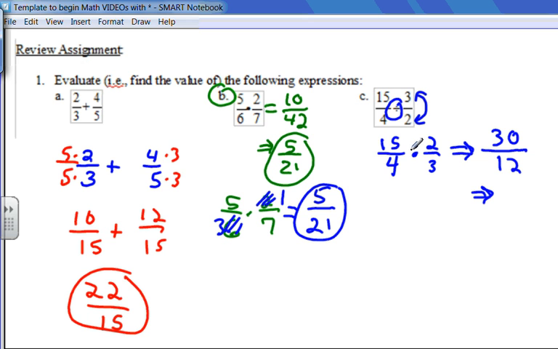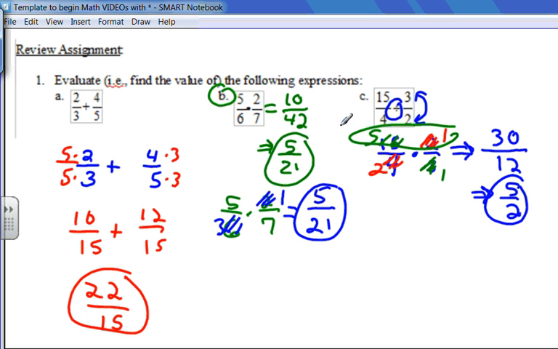6 divides into 30 5 times, and 6 divides into 12 twice. If you had done it earlier, 2 goes into itself once, 2 divides into 4 twice, 3 divides into itself once, and into 15 5 times, and now when you multiply, you get 5 over 2.